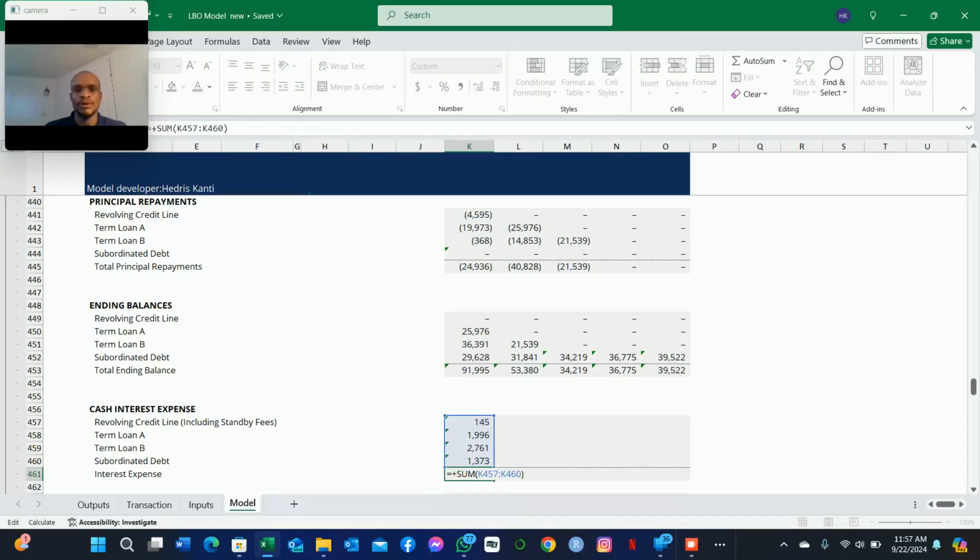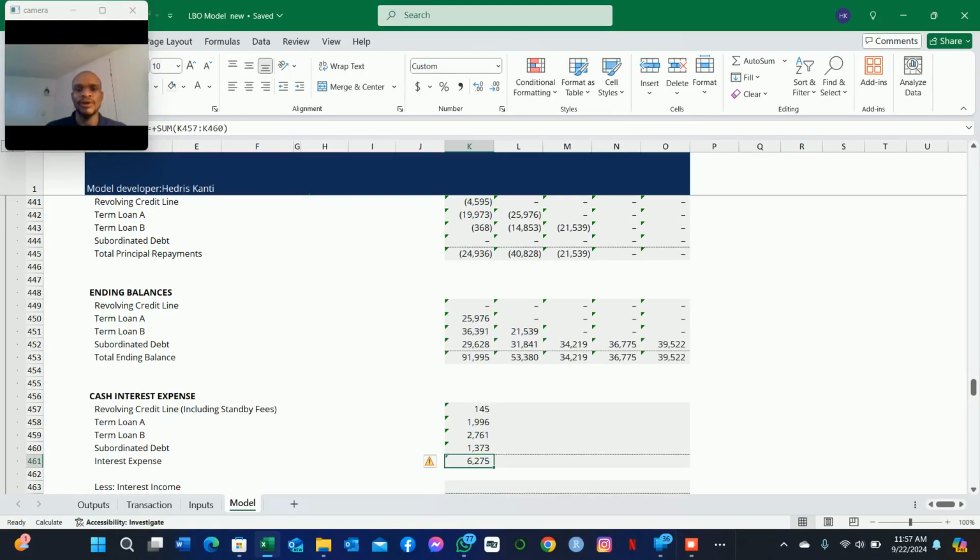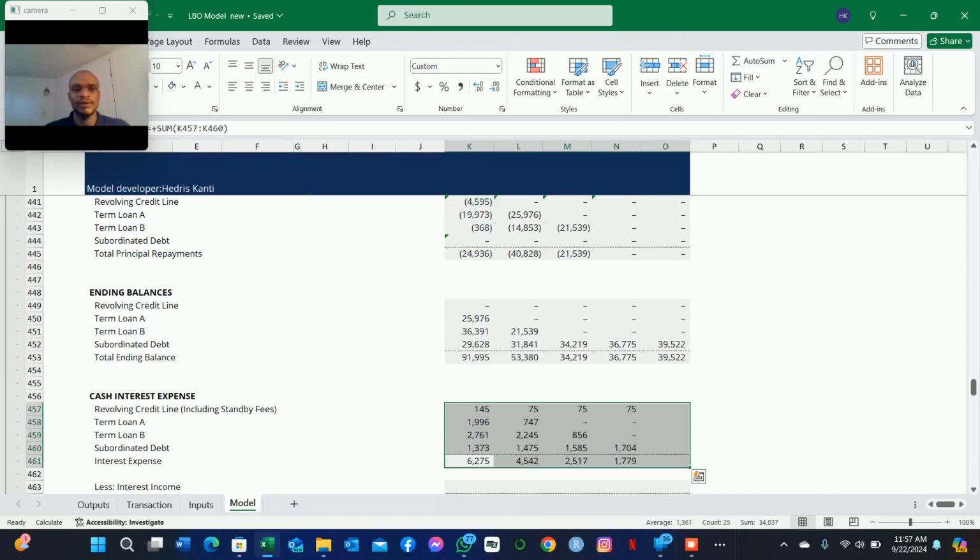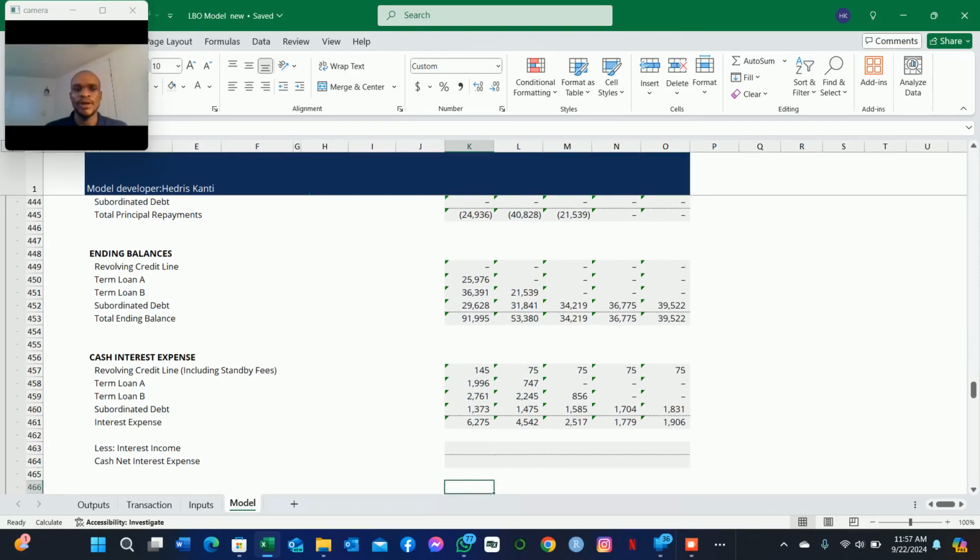Here we have it equal to the sum of the term loan A, term loan B, line of credit, and subordinated debt. We have the total interest expense though. So we can take this and fill it right with Control R. In this case, we are accounting for the cash interest expense.